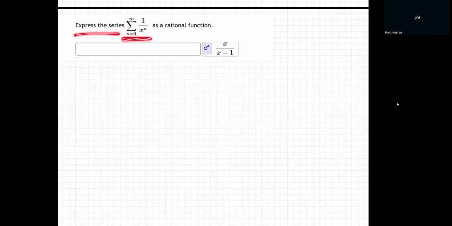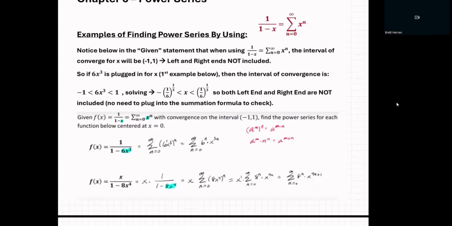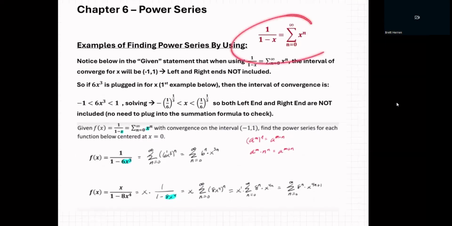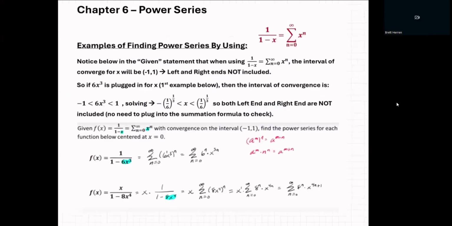Express the series, as they give us here, as a rational function. We see the answer. How'd they come up with it? Well, what we want to use, I'm going to go back. This is the notes, the chapter 6 power series notes. Here's the formula. Let's use that. It's also here. Okay, so I'm going to write that one down.